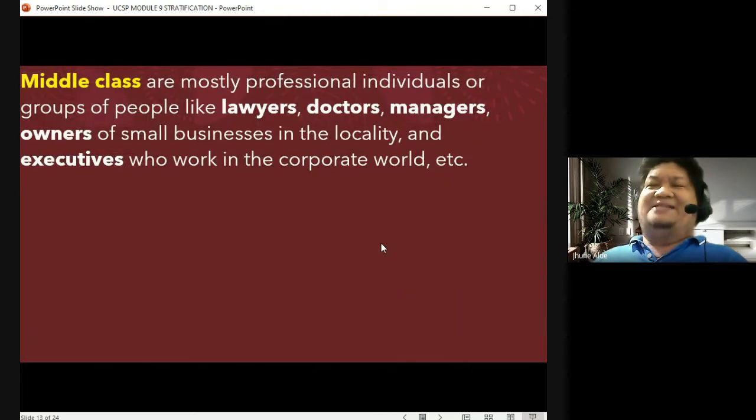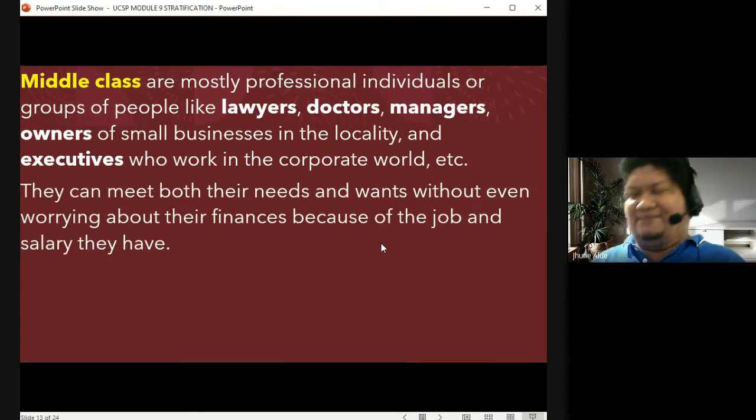Next naman is the middle class. They are mostly professional individuals or groups of people, like lawyers, doctors, managers, owners of small businesses in the localities, and executives who work in the corporate world, etc. So sila yung middle class. They can meet both their needs and wants without worrying about their finances because of the job and the salary they have.